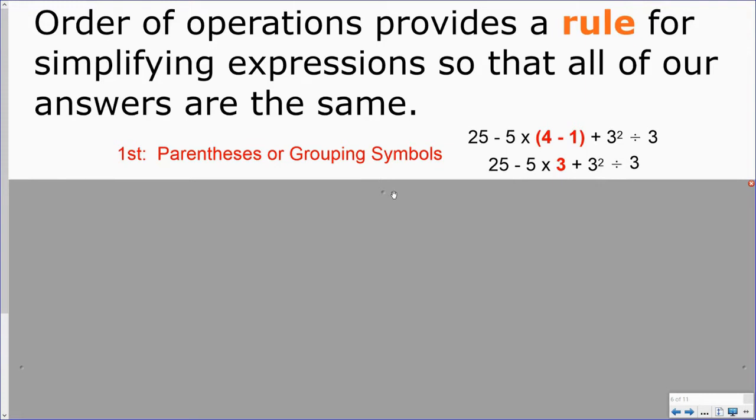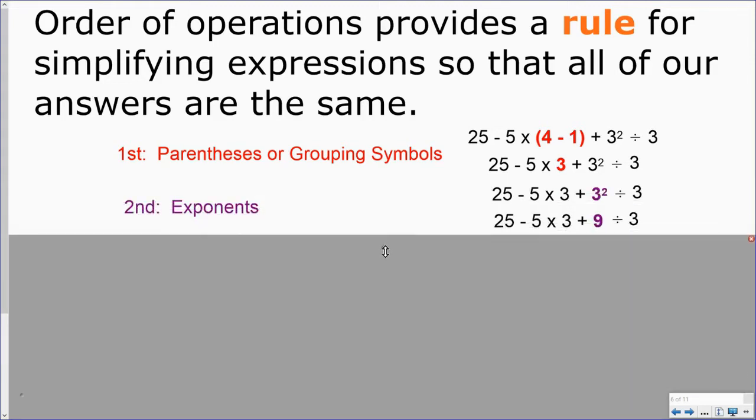So the only thing that I change is I take 4 minus 1 and change it to a 3 in my expression. That is it. I do not touch anything else. Then I look at my exponents. Well, I have a 3 squared. 3 squared is 3 times 3, which is 9. So again, that is the only thing right now that I am changing in my expression. Notice that everything else is staying exactly the same.